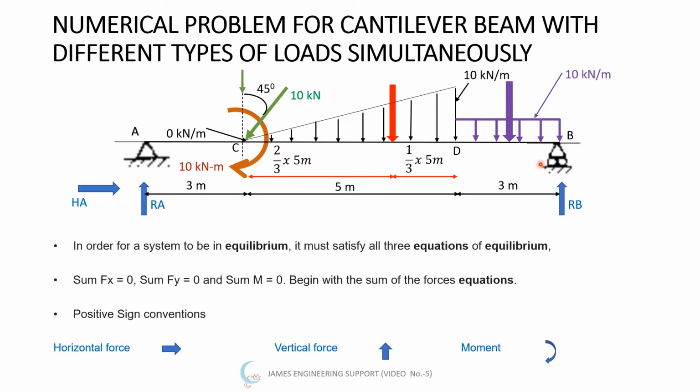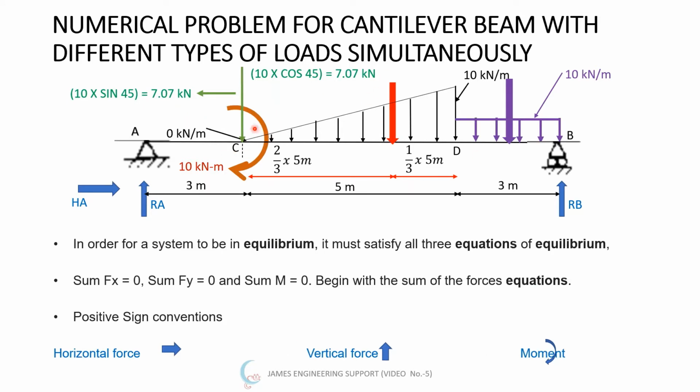So we will first resolve this inclined 10 kilonewton force. The vertical component will be 10 kilonewton multiplied by cos 45, which is equal to 7.07 kilonewton. Then we will resolve it in the horizontal direction, that is 10 kilonewton multiplied by sin 45, which is equal to 7.07 kilonewton. Now I am removing this inclined force and writing only the vertical and horizontal forces, because we have converted the inclined force into vertical and horizontal forces. So now let us start the problem.